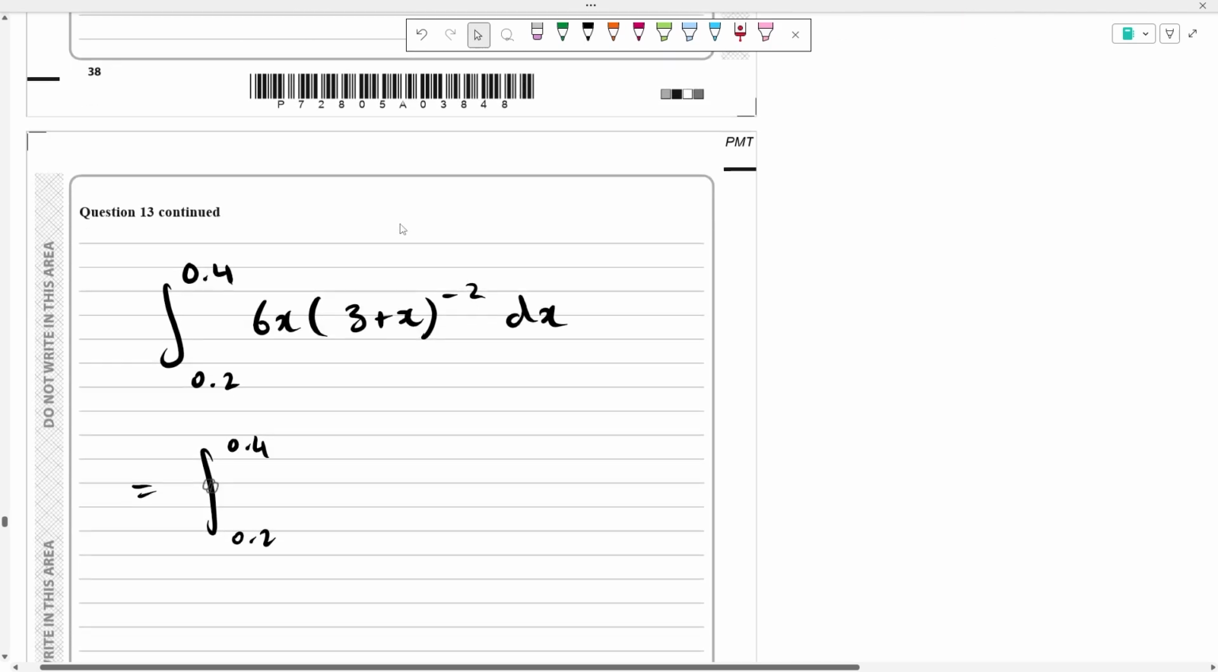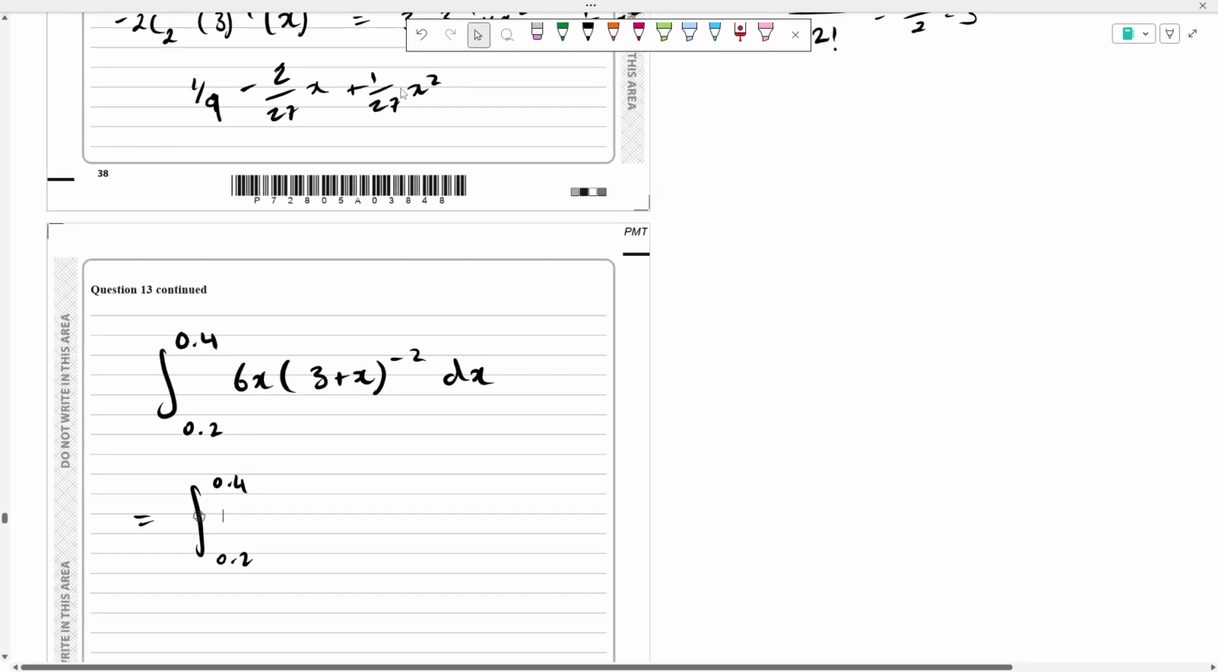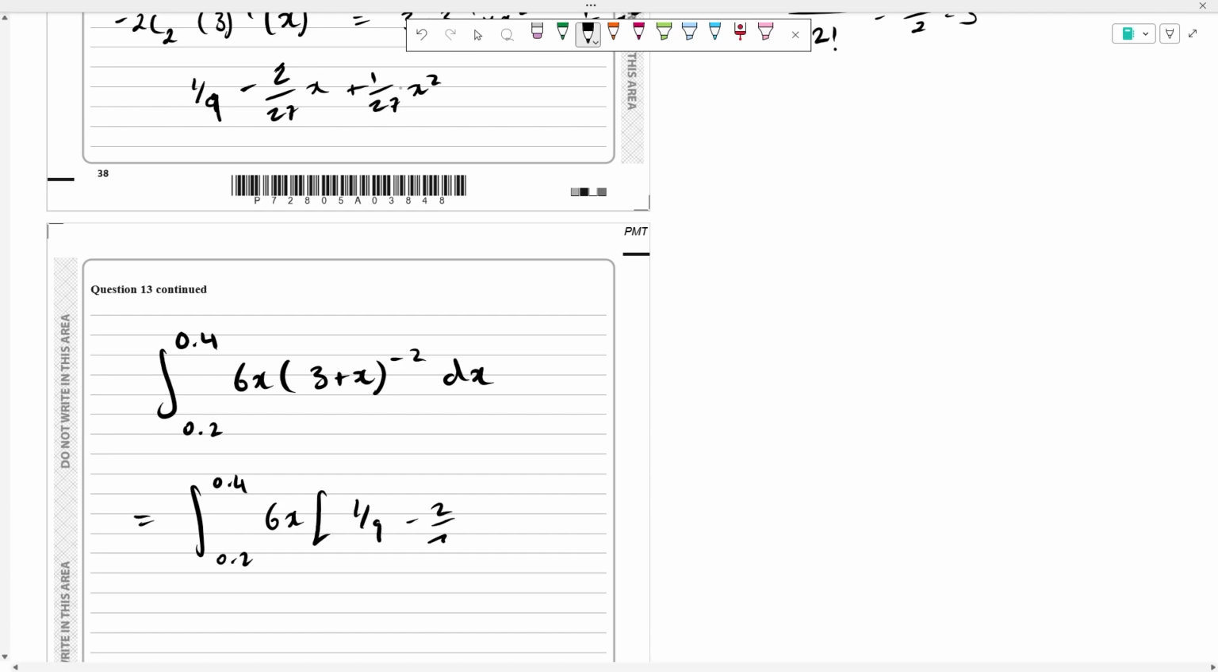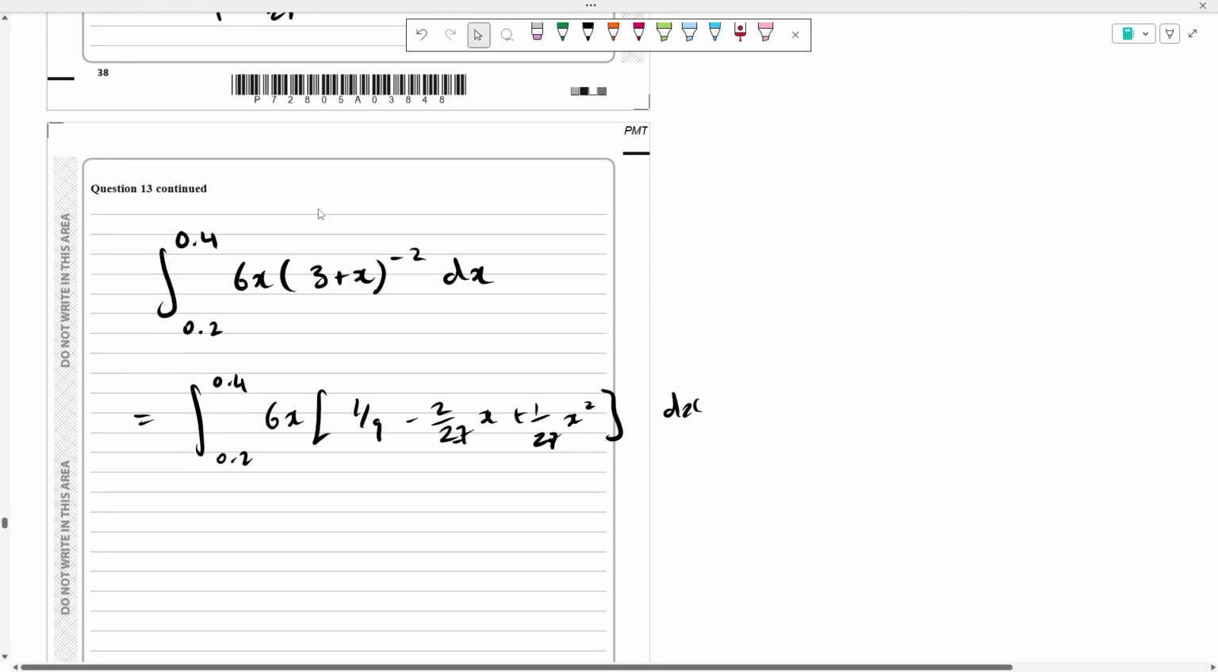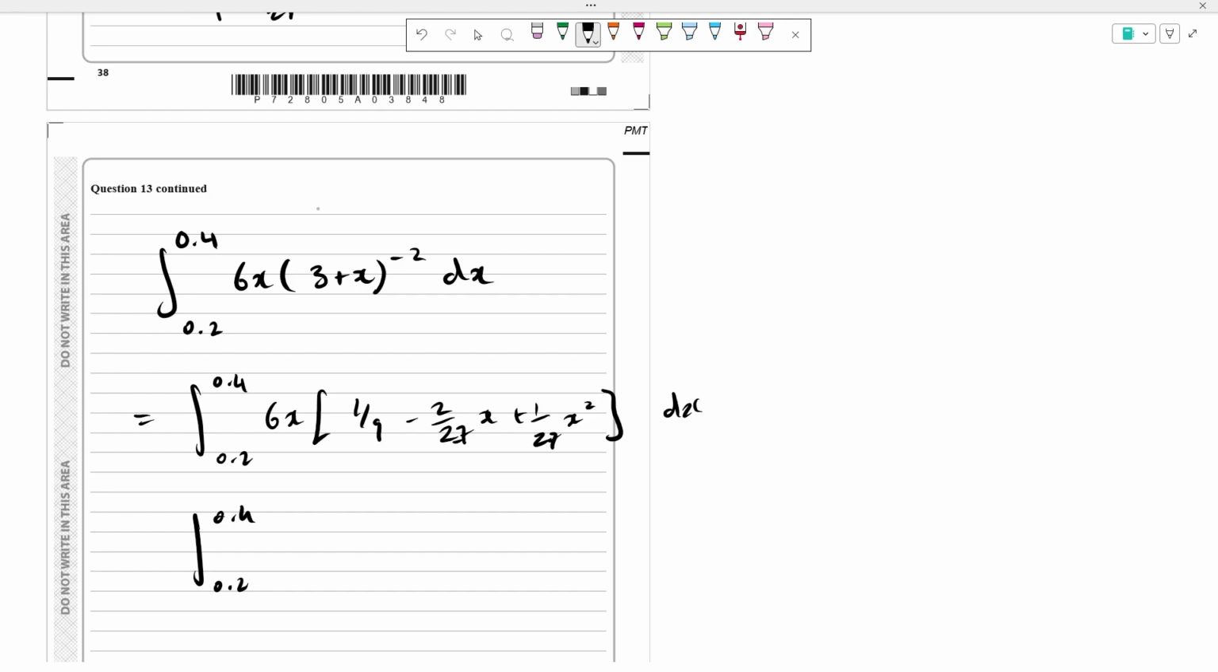Yeah. And then I'm going to copy across my binomial expansion that I just worked out. That's going to be 1/9 minus 2 over 27x plus 1 over 27x squared dx. And now we can just expand this out. That's going to be 0.2, 0.4. I could even factorize out the 6, to be fair. You know what, let's factorize out the 6 just to make it a bit easier.